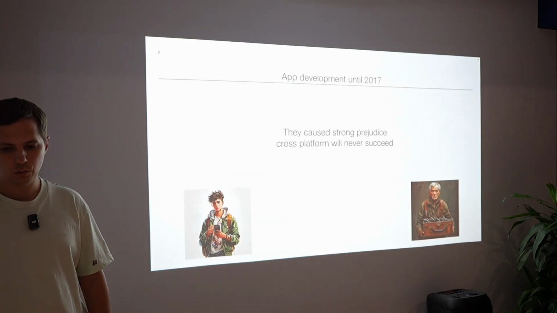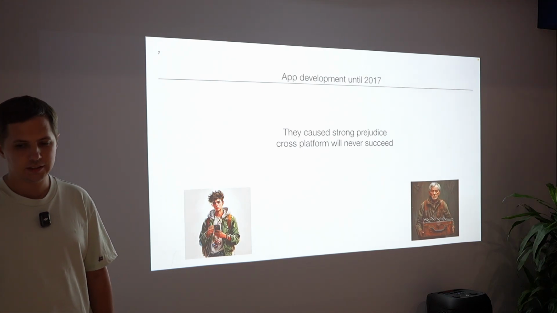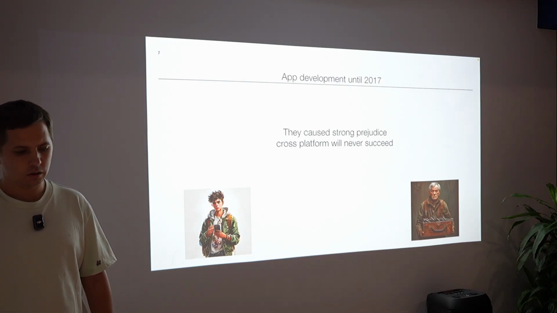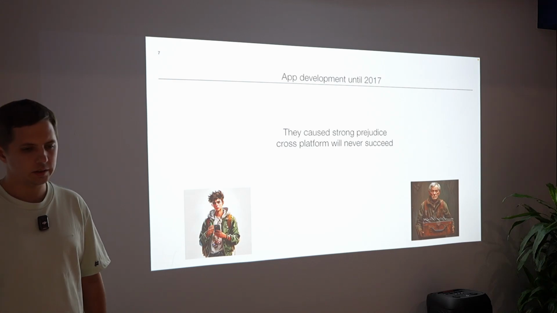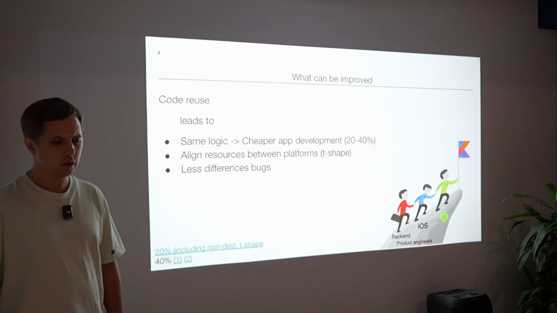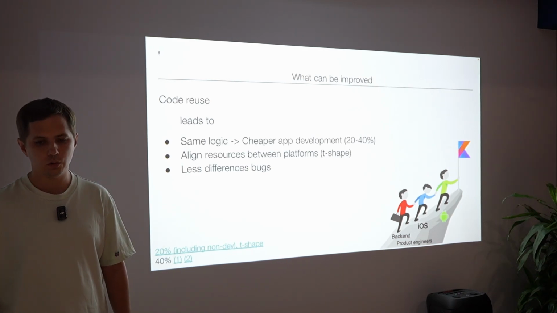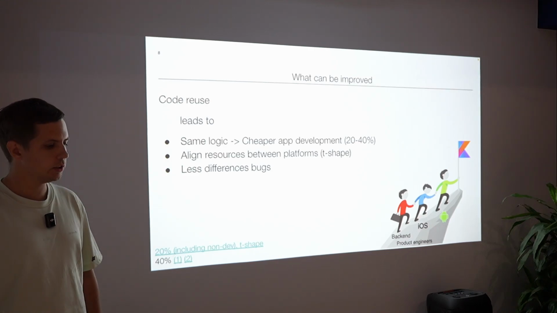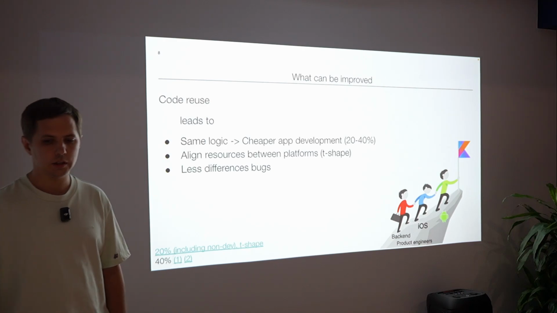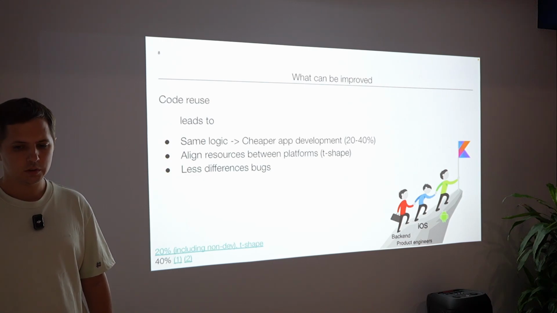And the reason why these are present in our presentation is that, in my opinion, they caused a very strong prejudice that cross-platform will never succeed and will never make applications the same as native ones, with the same performance, the same native look, and so on. And for me and for others, probably it was always obvious that we could try some code reuse. It's very strange that we need to write the same business logic, the same code twice for both Android and iOS. And if we could reuse some parts of them, we could receive the same logic.